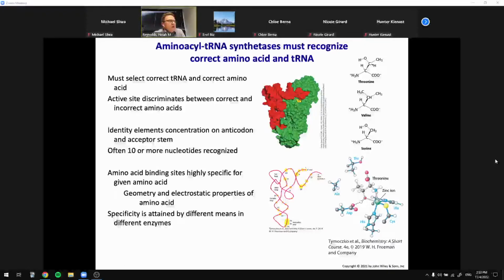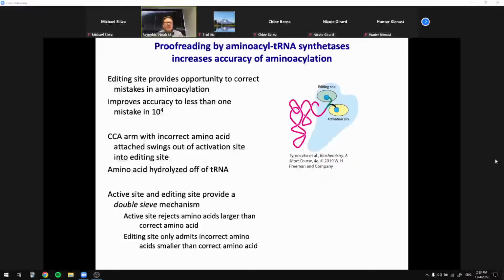And so about half of the synthetases have what's called an editing function. And so they actually have 2 active sites. They have an active, right, or activation site, and then they have another active site, which is called the editing site. And so what happens is the CCA end of the tRNA with the amino acid, if it's the wrong amino acid, it can swing into the editing site, and this amino acid can be hydrolyzed off.